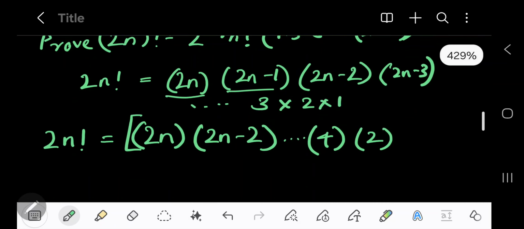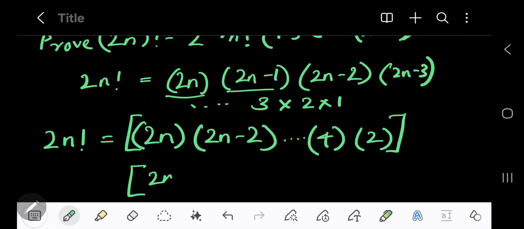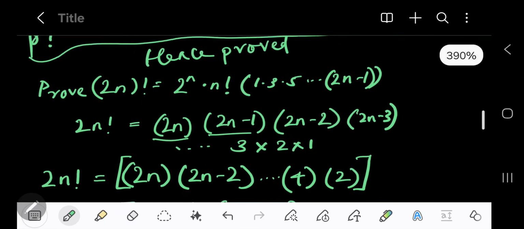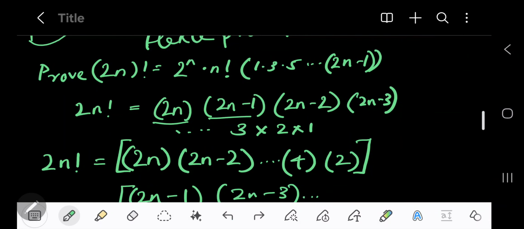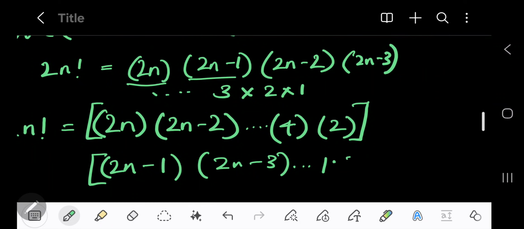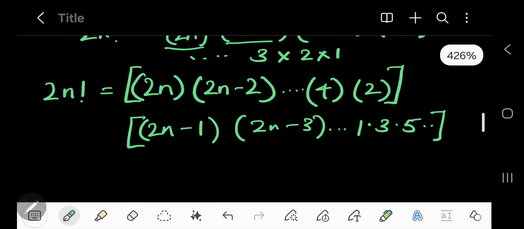And on the other side, where you keep the odd numbers, you're going to get this whole thing multiplied by the odd numbers, right? The odd numbers will be 2n minus 1, then 2n minus 3, all the way till... in the question, they've given 1 into 3 into 5, which is the same as 5 into 3 into 1. So I'm just going to rearrange the final order. Instead of 5 into 3 into 1 and so on, I'm going to make it 1 into 3 into 5. So what we've done here is separate the even and odd terms.